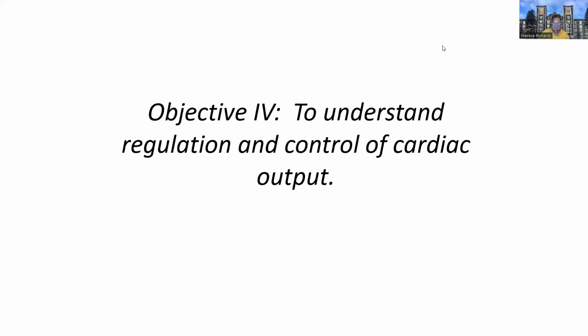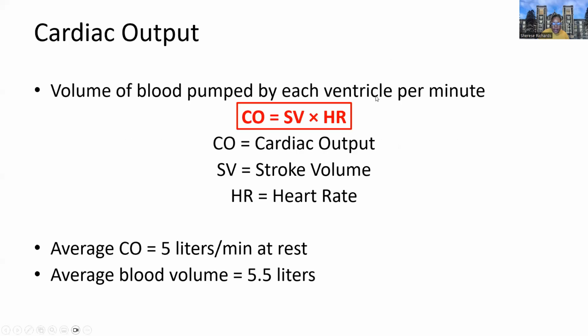Okay. So our fourth objective is to understand the regulation and control of the cardiac output, really putting all of this together and seeing how cardiac output is regulated. So let's talk about what cardiac output is first. It's the amount of blood pumped by each ventricle per minute. So therefore, it's a rate. And the way that we calculate that is our stroke volume times our heart rate.